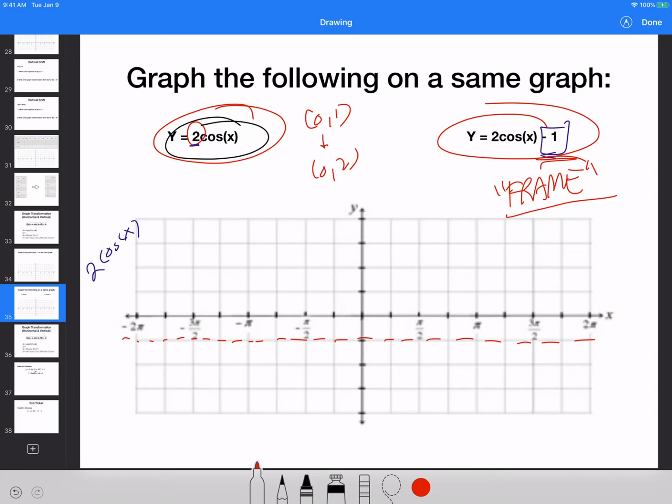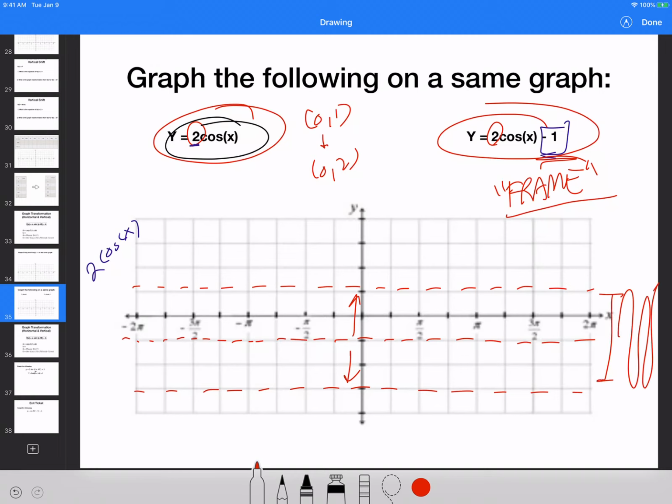Okay, so now that I have the frame, now that I have the middle line, my amplitude is 2, which means I go up and down 2 from that. So I go up 2, and then I go down 2 from it. This is the span in which how high or low the wave is going to happen. So once I have drawn this out, it makes it very clear for us now what to do.